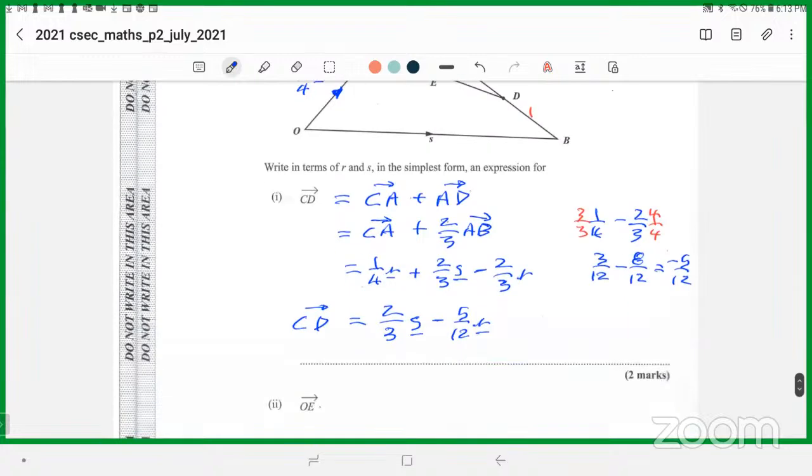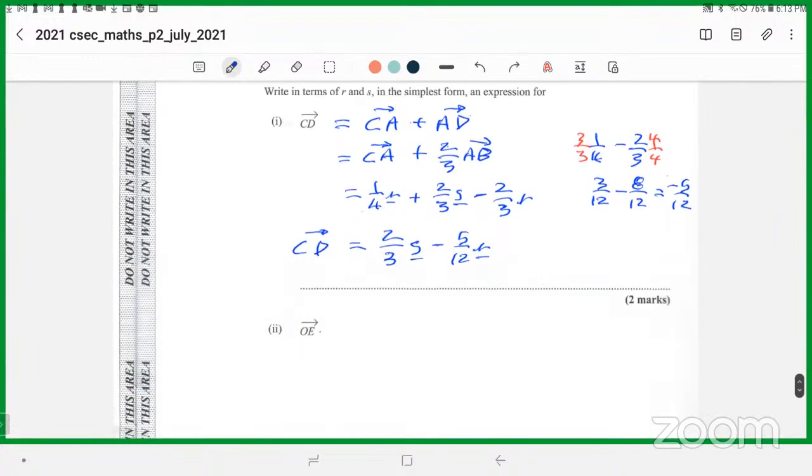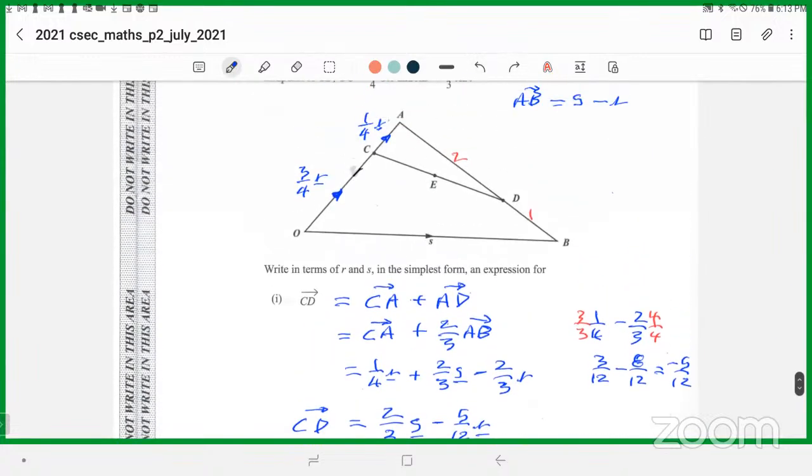Let's continue. OE, what's next? Let's look at the diagram. We can go from O to E. Remember, E is the midpoint of this line. Talk to me now. Look at the diagram. I have to use the diagram. We'll go from O to C and then C to E. Good. And then what is CE?